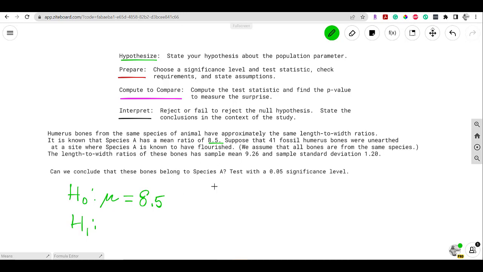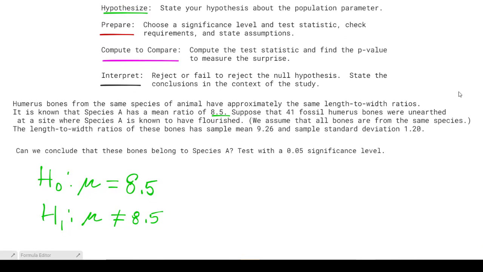Since we're looking for just a difference, any difference, we're going to have mu is not equal to 8.5. So, hypothesis, H0, mu is equal to 8.5. Alternate hypothesis, mu is not equal to 8.5. Awesome. Okay, so the next section, we're going to go ahead and start to prepare. By doing this, we want to make sure we list as much information as possible so we don't have to keep going back into the question.